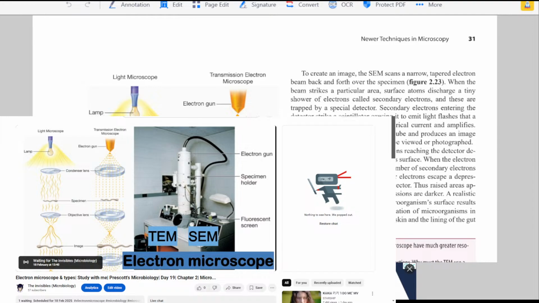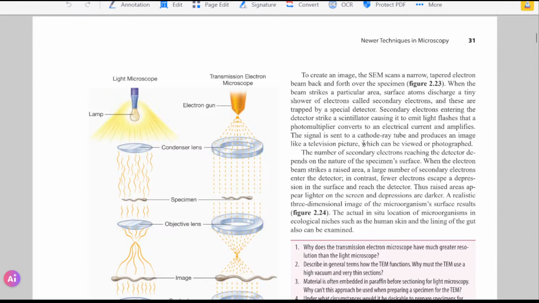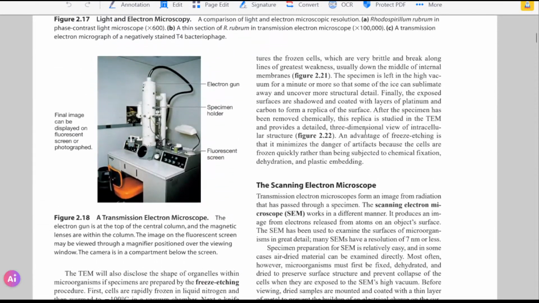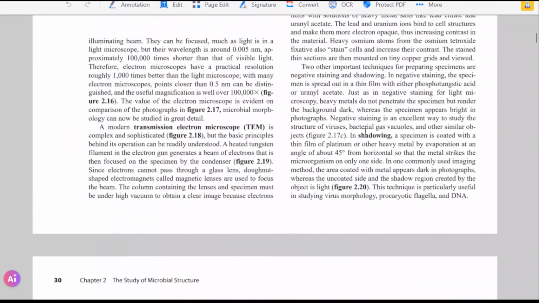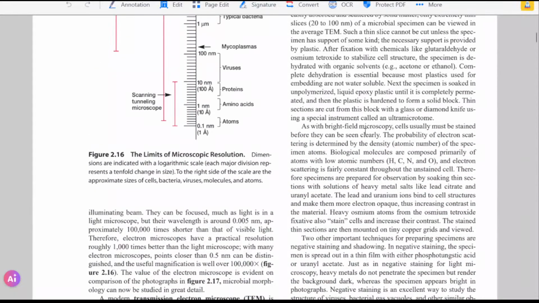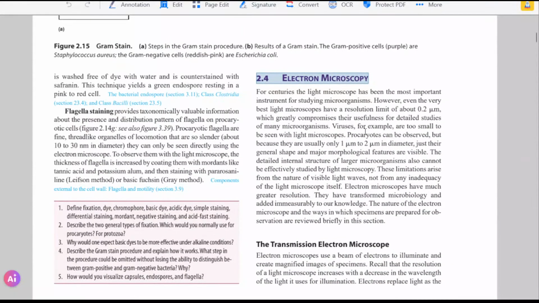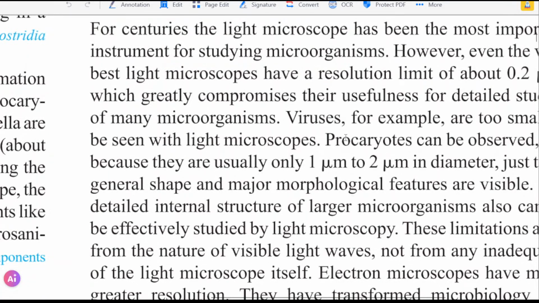Back to studying Microbiology Chapter 2. Today's topic is the electron microscope, and we are going to study the types of electron microscope as well. And this is more like understanding the concept with me and not teaching you guys, right? So let's start.